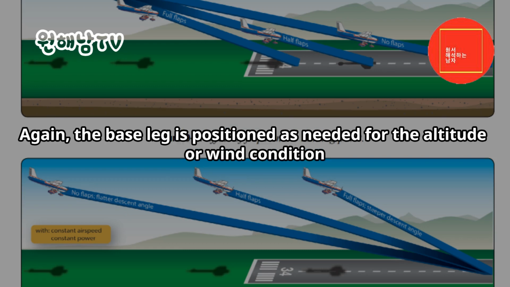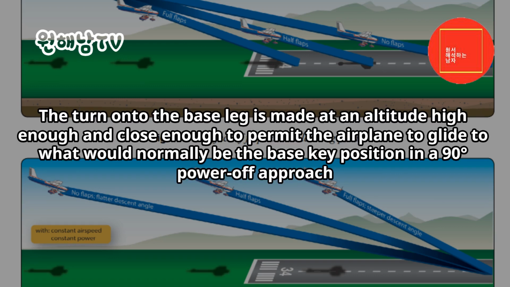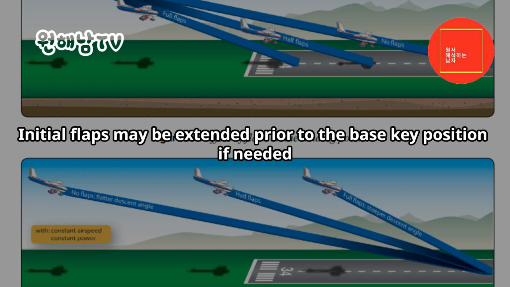Again, the base leg is positioned as needed for the altitude or wind condition. Position the base leg to conserve or dissipate altitude so as to reach the desired landing spot. The turn onto the base leg is made at an altitude high enough and close enough to permit the airplane to glide to what would normally be the base key position in a 90 degrees power off approach. Initial flaps may be extended prior to the base key position if needed.